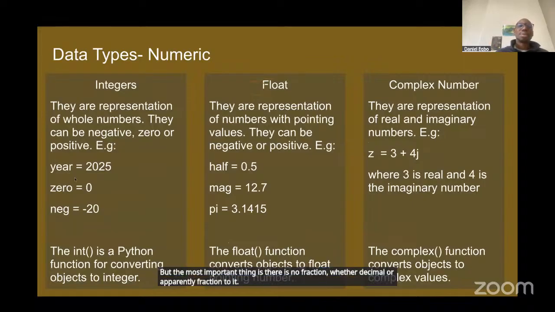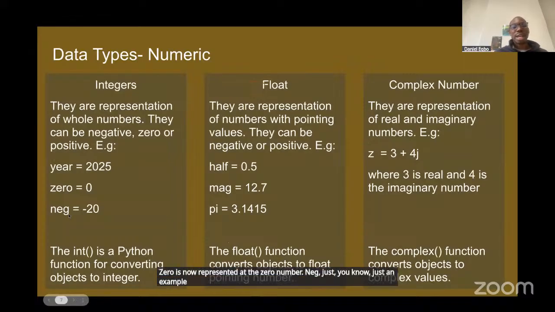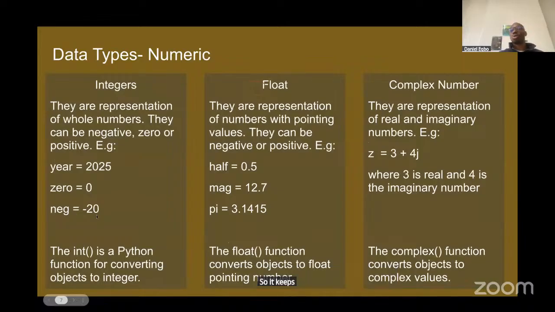A good example is year is 2025. This is an example of an integer. So in this case, you will see that year has been represented as 2025. And if you call year in Python, it is going to tell you 2025. Zero is represented as the number zero. Just an example I'm giving, negative is like saying, oh, this is minus 20. So it keeps track of these values that you have assigned to them.